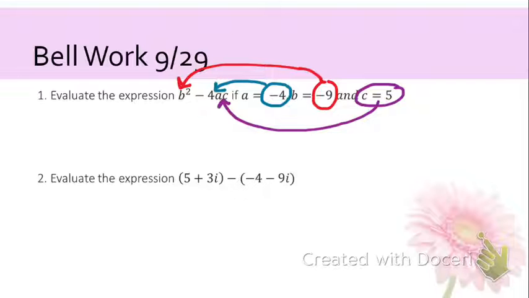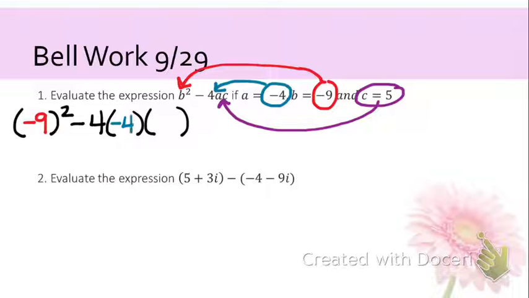So when you set it up, you have b squared minus 4 times A times C. I like to write it with parentheses, and then we just drop each number into that parentheses. So the -9 goes into your first parentheses, A goes into our second parentheses, and C goes into the last parentheses. Type that in your calculator just like that.